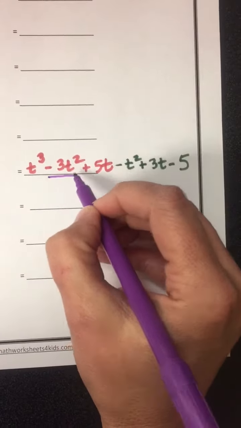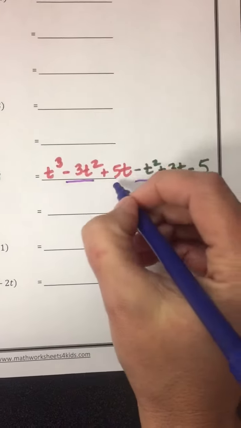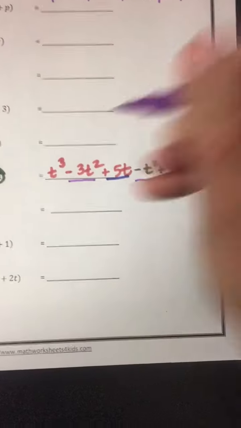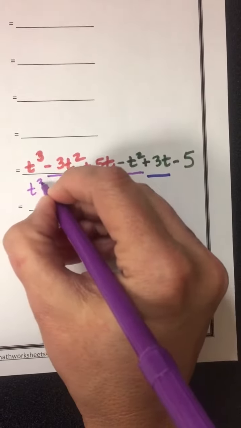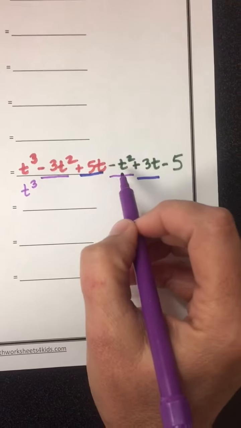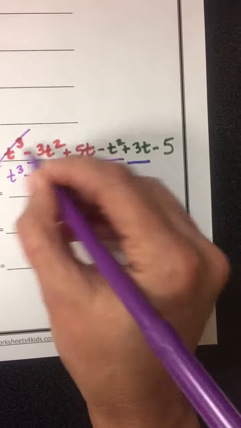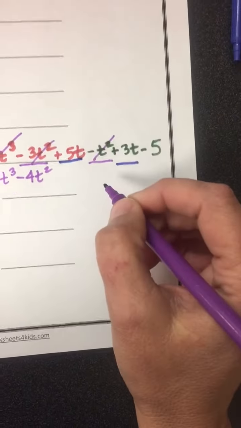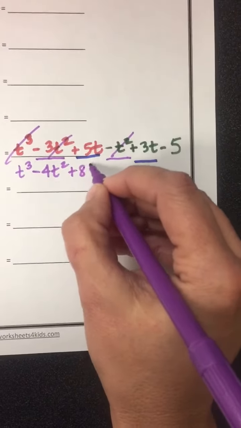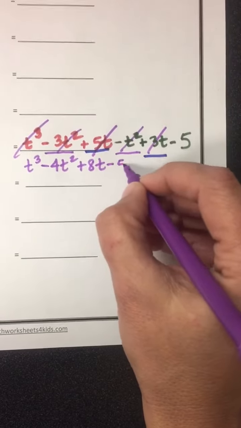I've got a negative 3t squared and a t squared, and I've got a 5t and a 3t. So I'm going to bring this down. That's going to be t cubed. I have negative 3t squared minus t squared. That gives me negative 4t squared. So those have all been used. And then I have 5t plus 3t, which is 8t, and minus 5.